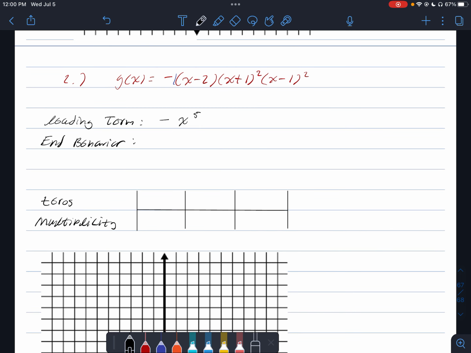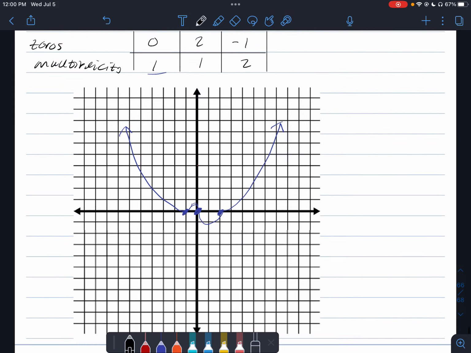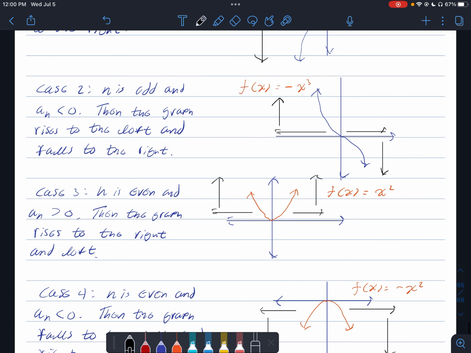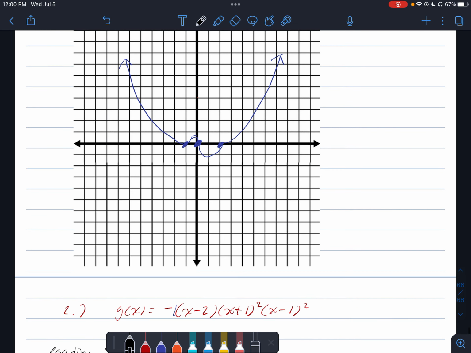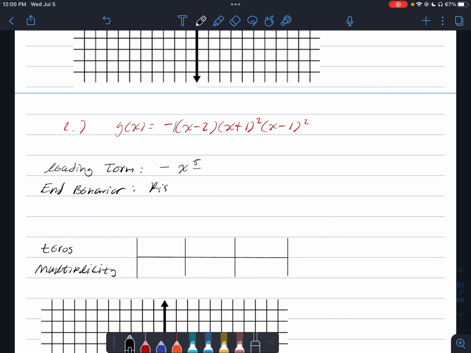Okay. So now that we have the leading term, we have that it is a polynomial with a leading term with an odd exponent and a negative leading term. Okay, so if odd exponent, let's go back on our rules. So n is odd and a sub n is less than 0. Okay, that means that our graph is going to rise to the left and it's going to fall to the right. So it's going to rise to the left and fall to the right.